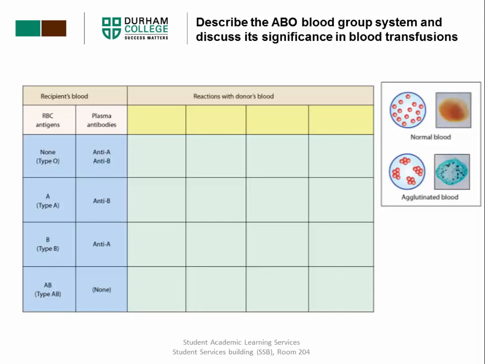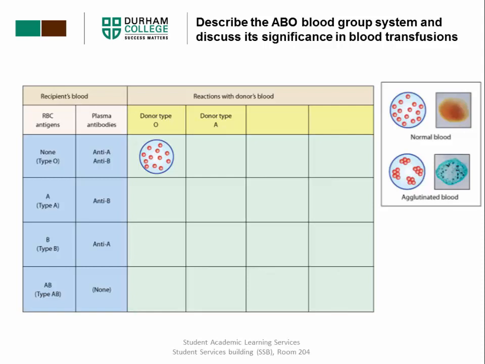What would the reactions with donor's blood look like in this case? So let's start with the recipient's blood being type O and it having both anti-A and anti-B antibodies. If we were to donate type O to a recipient who also has type O, there would be nothing to actually react with in terms of the donor type O blood, because even though the recipient is producing anti-A and anti-B antibodies, the donor type O has no antigens on the surface in terms of type A and B.